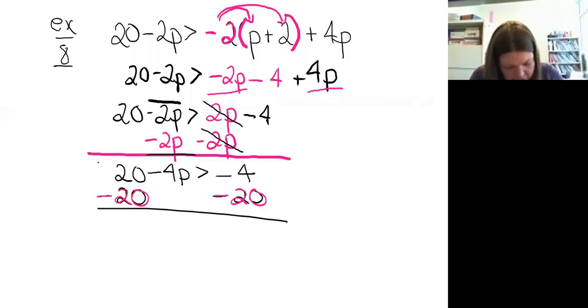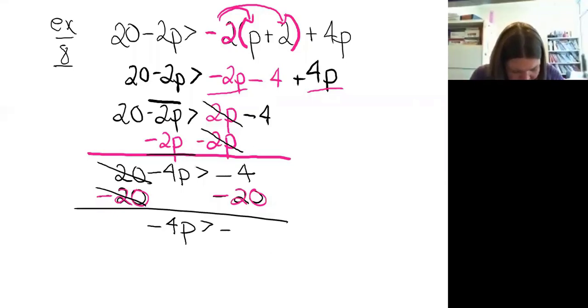Okay, 20 minus 20 zeros out, but I still have my -4p. I still have my symbol, and -4 minus 20 is -24. You cool with that part, Miss Heather? Yes. Great. Now I just have to break up -4 and p. And as we can see, they're currently multiplying. They're all shoved up together. So I'm going to have to divide by -4.